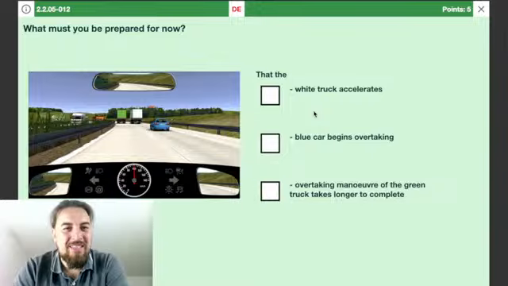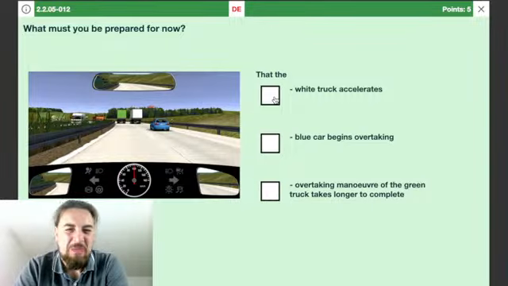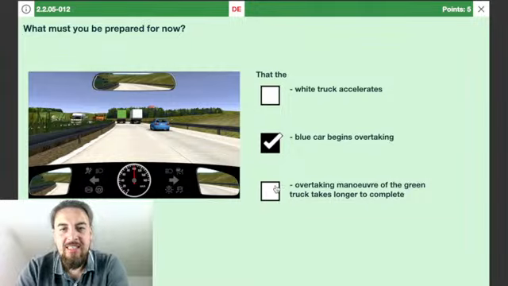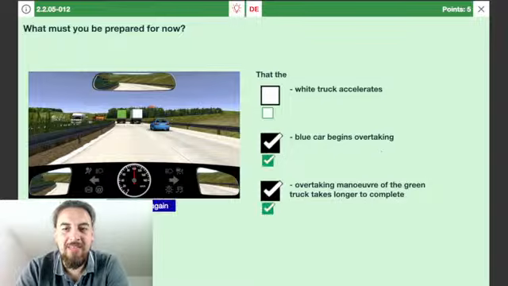So what must you be prepared for now? Well, that the white truck accelerates now, but the blue car might merge into our lane, and that it takes quite long until the green one overtakes the white one. All right, that's correct.